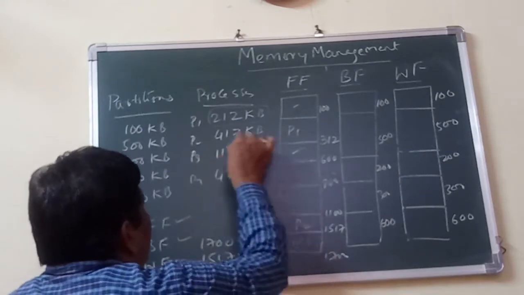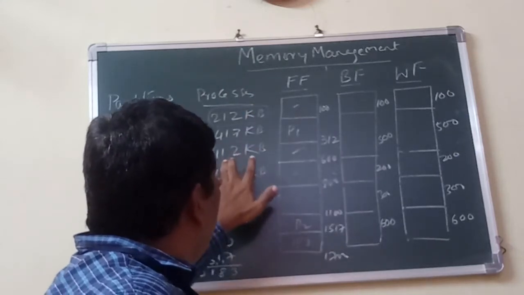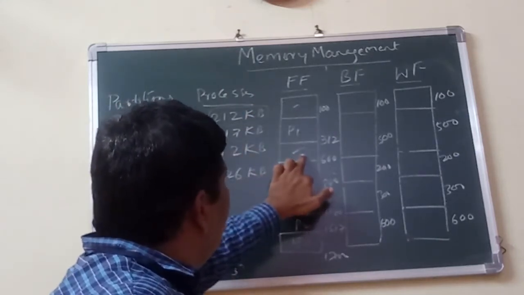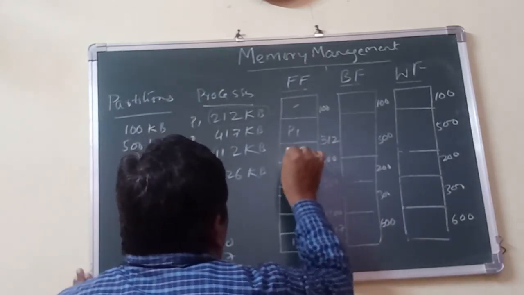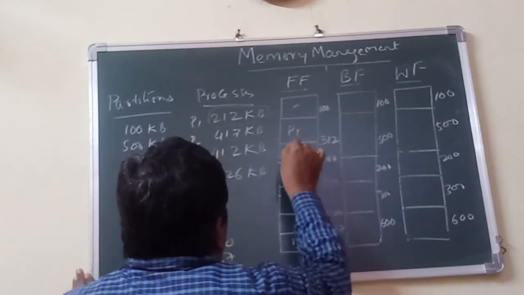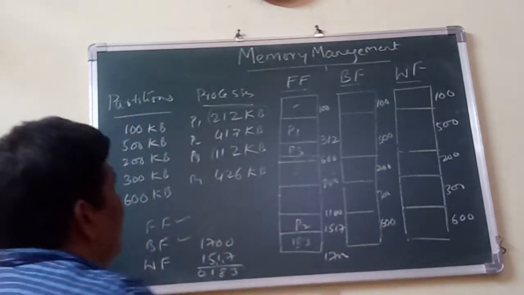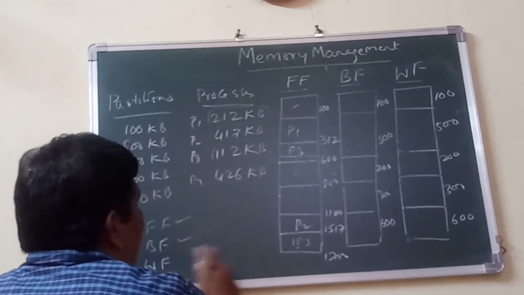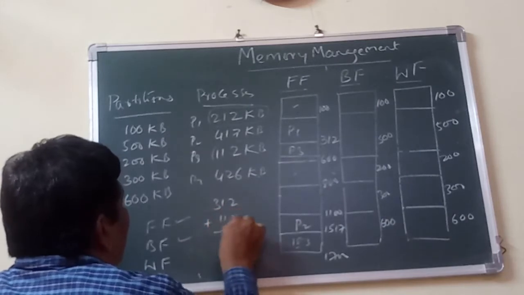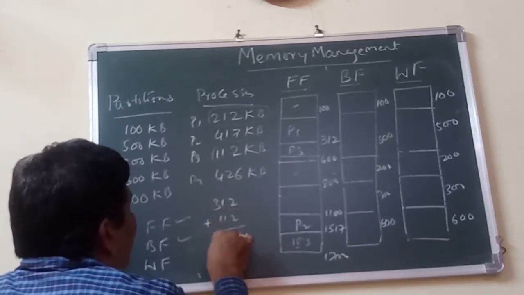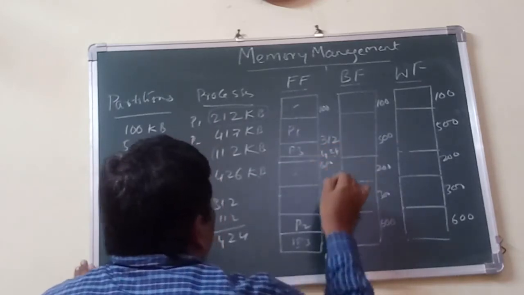Now our next process requires 112. Again we start from the beginning. The 100 partition cannot accommodate 112. The next partition, of 288, can accommodate it, so here we have process P3. It requires 112. So what is the address? It is 312 plus 112, so it is 424.